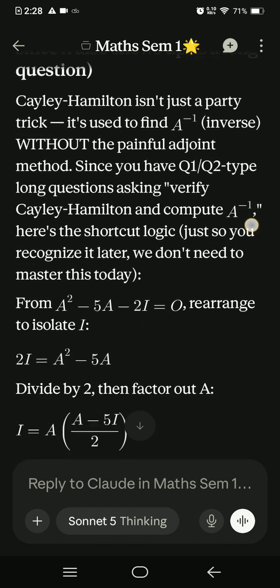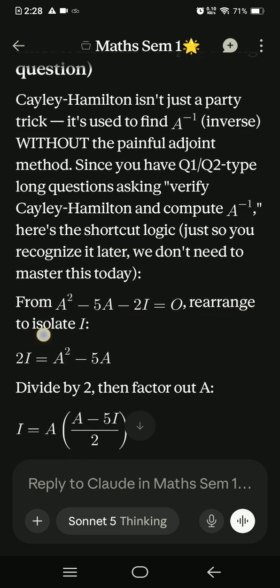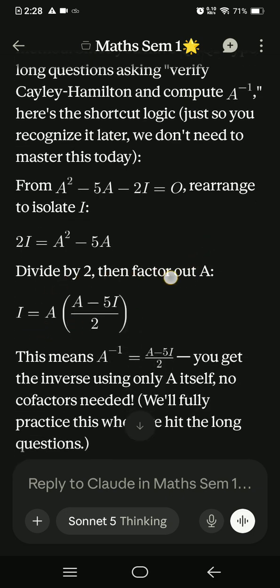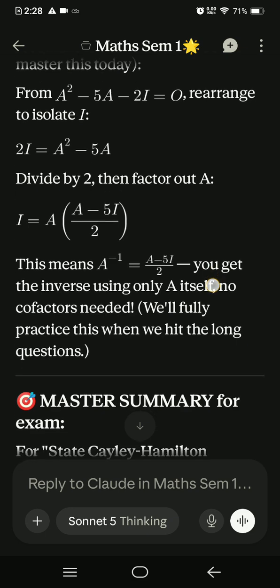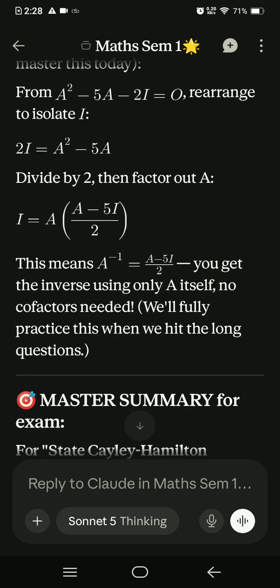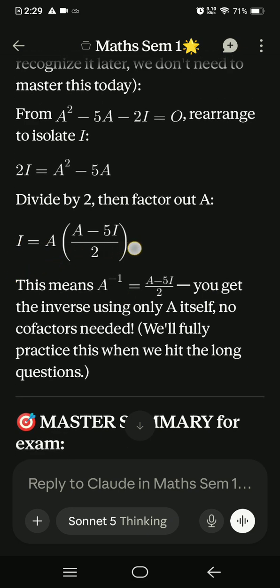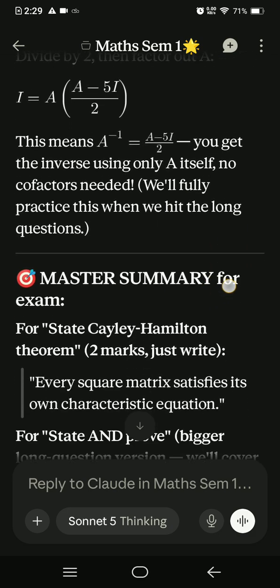So from this equation, rearrange to isolate I, divide by 2, then factor out A. This means that A inverse is just equal to this. You get the inverse using only A itself. So no cofactors needed. We'll fully practice this when we hit the long question, but it was simple.